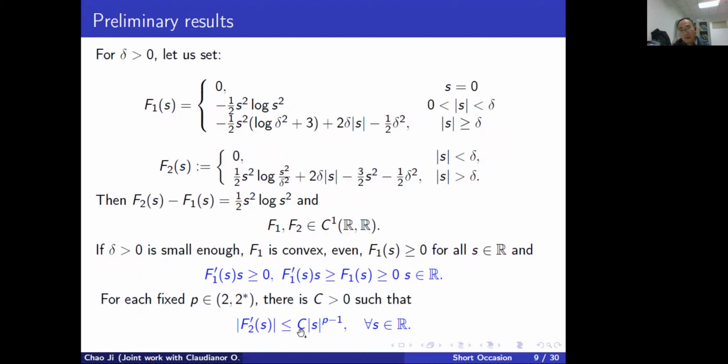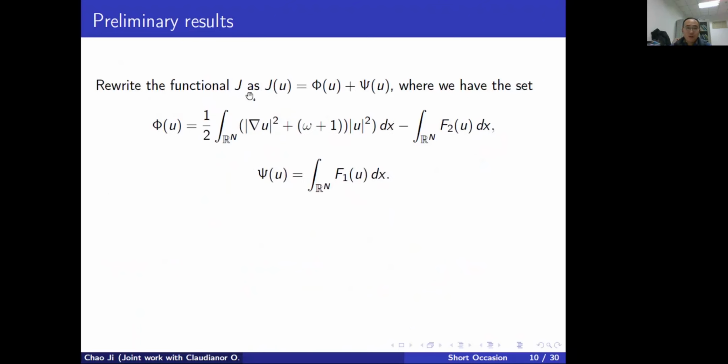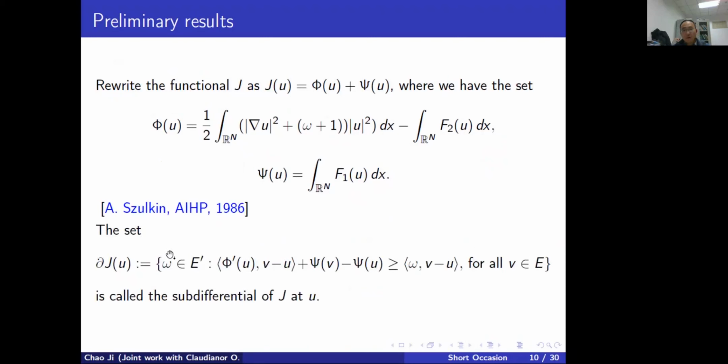This is a subcritical growth term. It's a good term. We can rewrite the functional g as g of u equals phi of u plus psi of u. Phi is a good functional, and psi is not a good functional. This functional psi is convex, even, and non-negative, so it is lower semi-continuous.